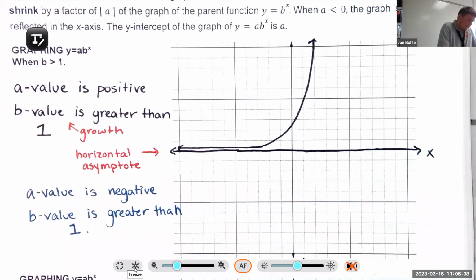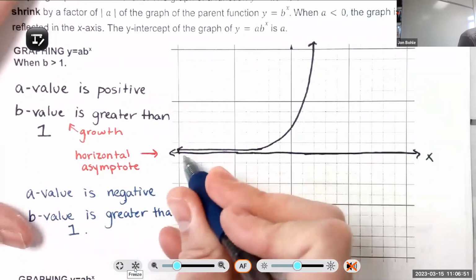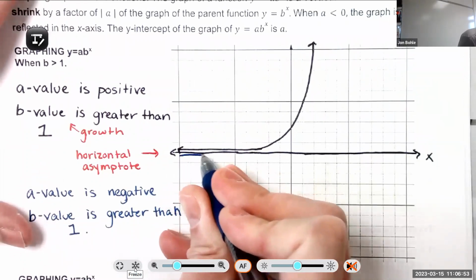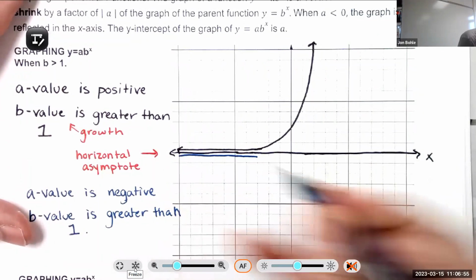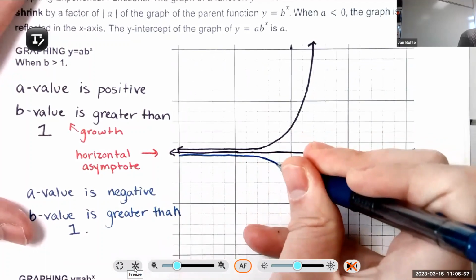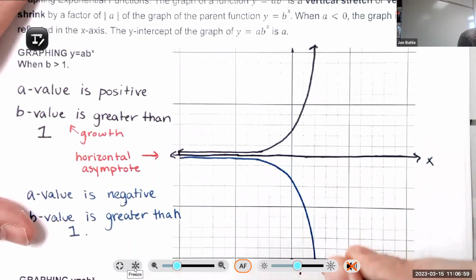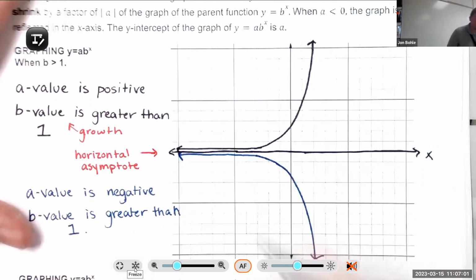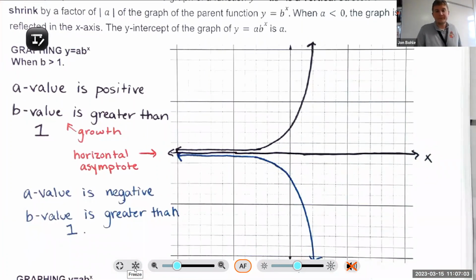Okay, kind of same thing. Now what I'm going to do is sketch when the a value is negative, but the b value stays greater than 1. It is once again going to have a horizontal asymptote at the x-axis, meaning it's going to get infinitely closer to it, but never actually touch or cross it. And then it's going to grow exponentially off the graph. So it's the same thing. It's just going to flip over the x-axis.